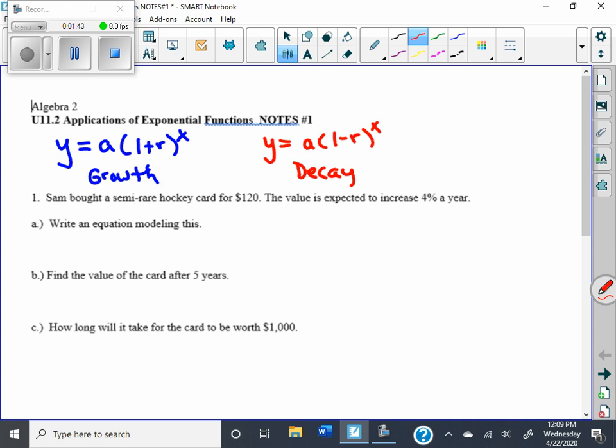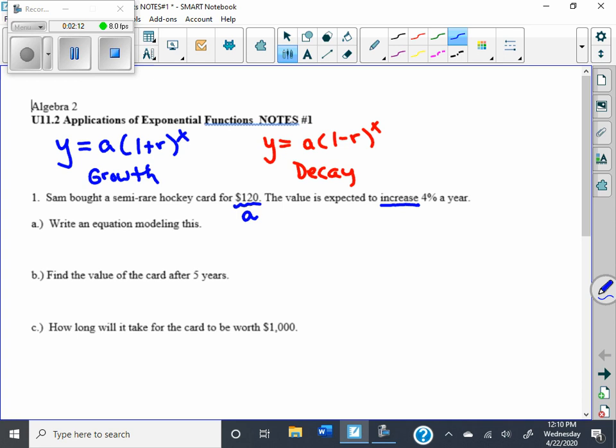Number 1: Sam bought a semi-rare hockey card for $120. The value is expected to increase 4% a year. We want to know what each of these numbers represents in our equation. He buys it for $120, so this is our starting amount, and that's our a. It says it's increasing, so we know this is exponential growth because it's getting bigger. And it's 4% a year.